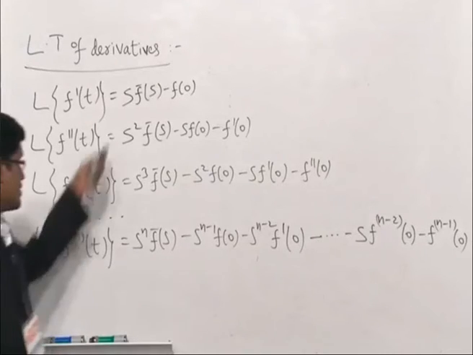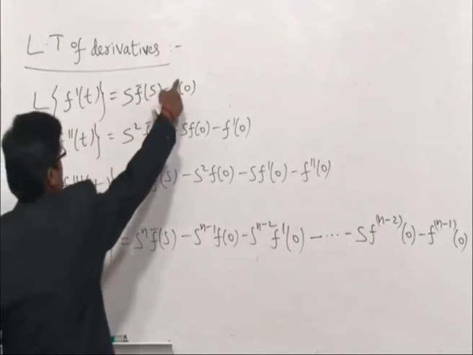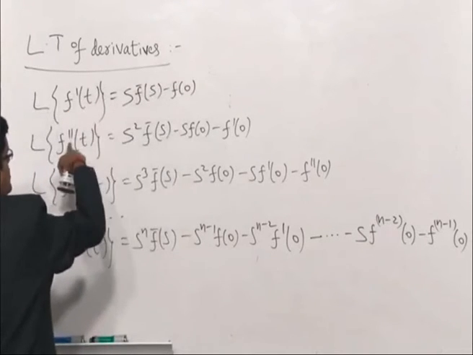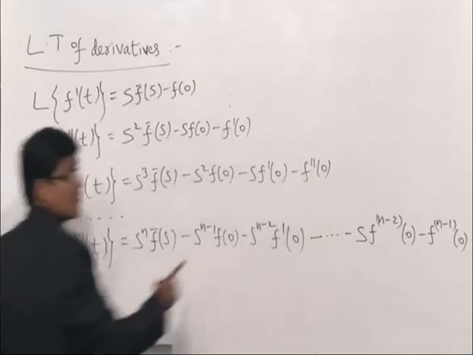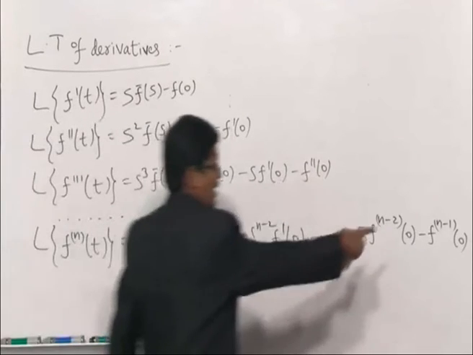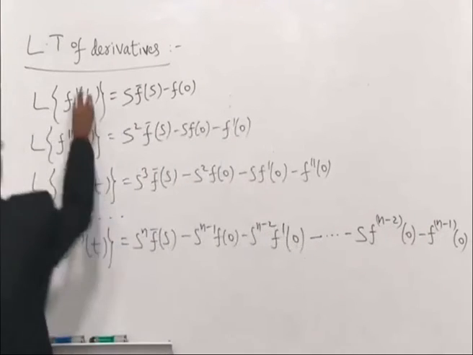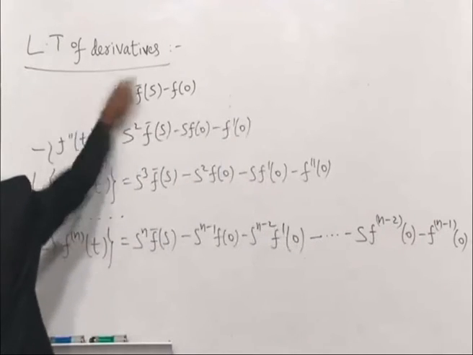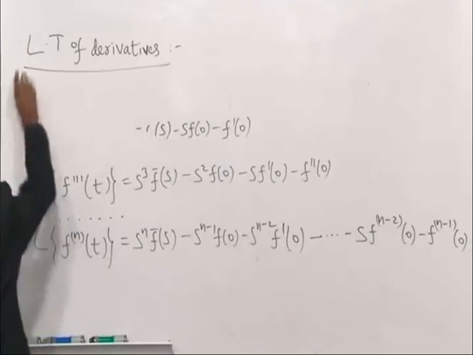I have generalized with these three results to the nth result. So the last terms: zero derivative and first derivative, the difference is 1. Second derivative and first derivative, the difference is 1. Third derivative and second derivative, the difference is 1. Here with n derivatives, that's why I end with the n minus 1 derivative at 0. The next property is Laplace transform of integrals.